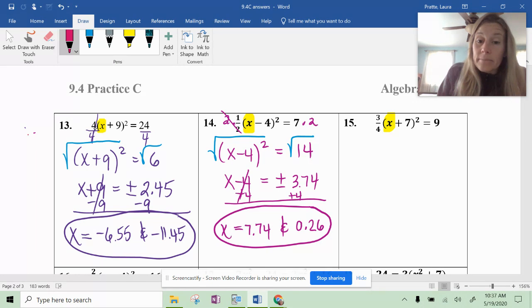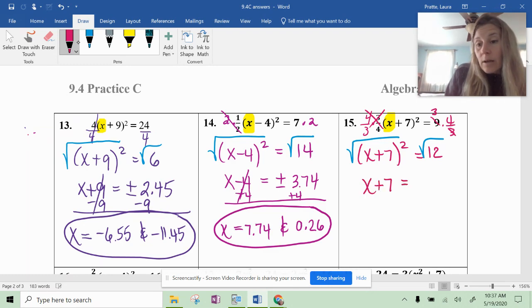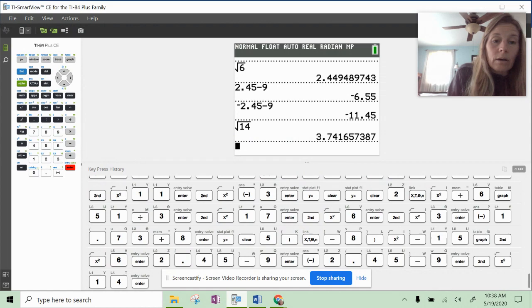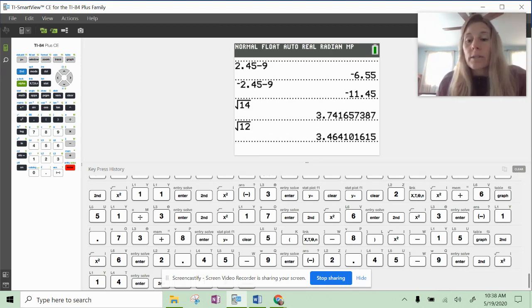Okay, so number 15. I want to multiply by 4/3 on both sides here to get rid of that fraction. So that will leave me with x plus 7 squared. And on this side, 9 times 4/3 works out to be 12. Now I'm going to square root both sides so I can get rid of those parentheses, and I just have x plus 7. And then the square root of 12, if I do that on my calculator and round to the nearest hundredth, it's 3.46.